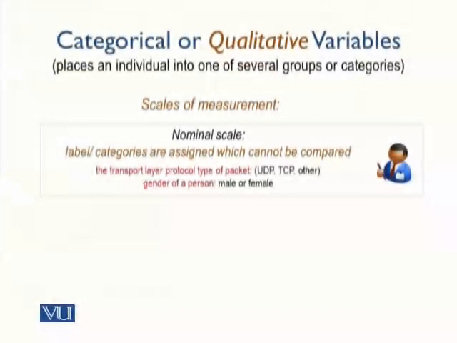The first one is known as the nominal scale. In the nominal scale, which comes from the root word of just name, so nominal follows from name, we give every data variable a name, but then we cannot compare the different labels.